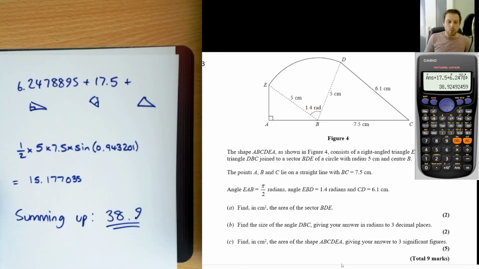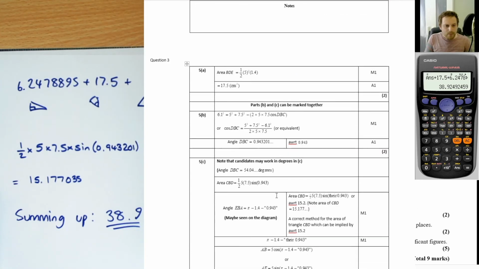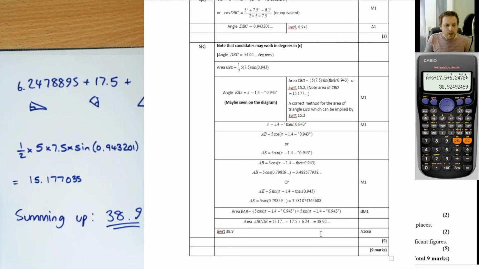Now this is where I'm like, I really want this to be the right answer, because I do not want to have to re-record this. So let's put the word solutions up. Okay, 38.9. There we go.